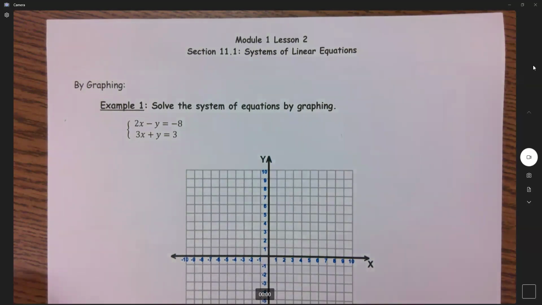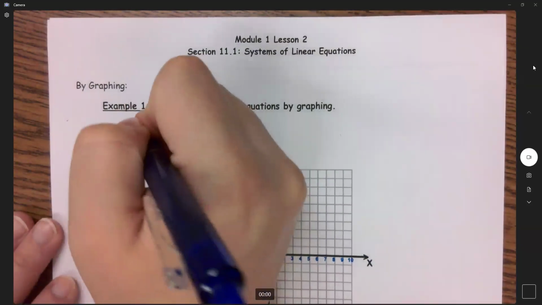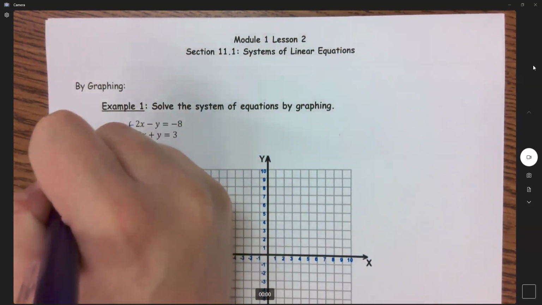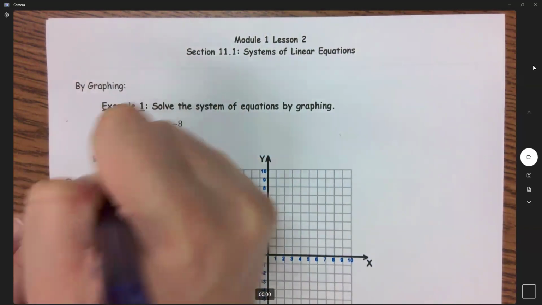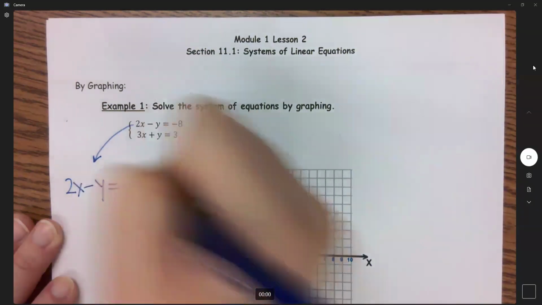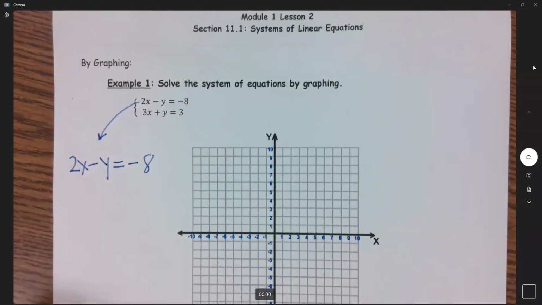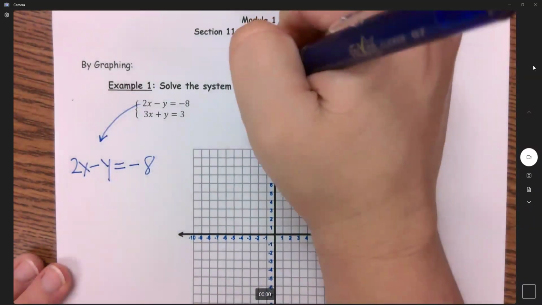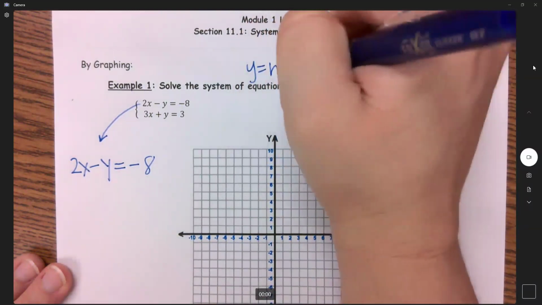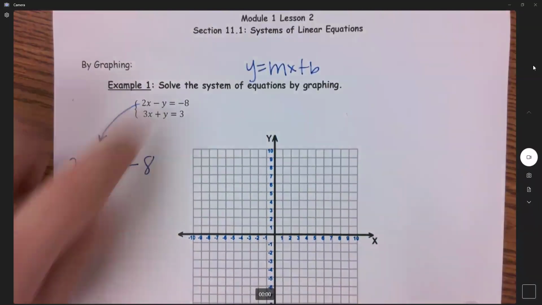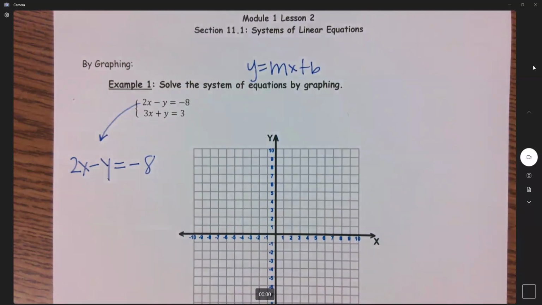Example 1 says solve the system of equations by graphing. So the first thing we need to do is put this into slope-intercept form. So I'm going to take this top equation here and I'm going to rewrite it. And now let's put this into slope-intercept form, which, as a reminder, is y equals mx plus b. So I need to solve this for y.